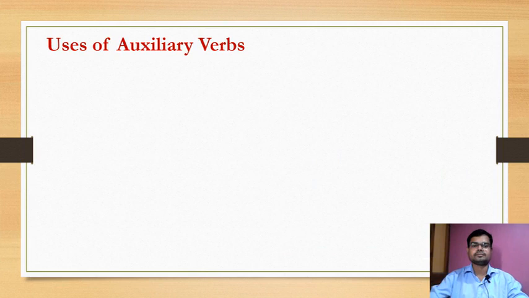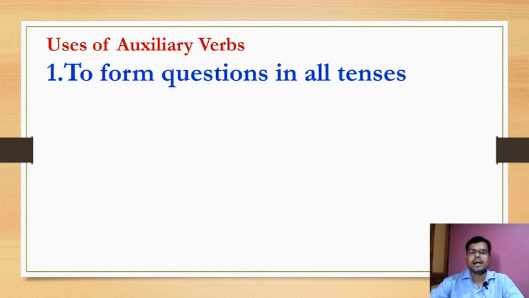Let's see here the uses of auxiliary verbs. What are the uses of auxiliary verbs? Let's check them one by one. When we have to form questions in all tenses, we know that there are three types of tenses. First one is present, second one is past, and third one, of course, is the future tense. So let's check one by one.